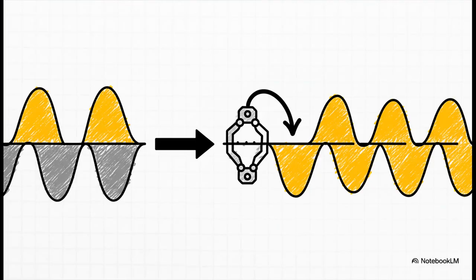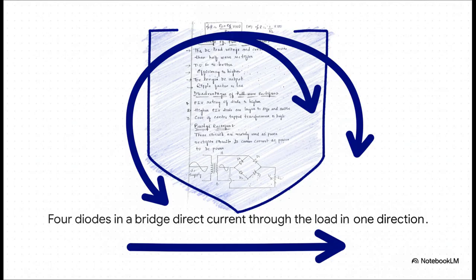Okay, let's put on our engineering hats for a second. The problem is that we're wasting that whole negative part of the wave. But what if instead of just blocking it, we could somehow grab it, flip it upside down, and make it positive too? If we could pull that off, we'd be using all the power the wall is giving us. And that is exactly what the bridge rectifier does.